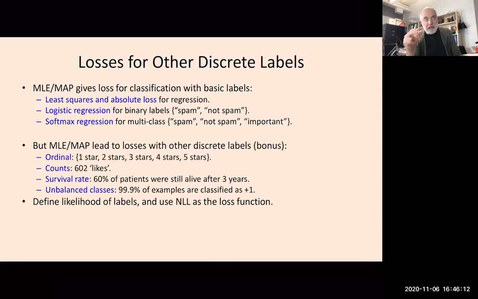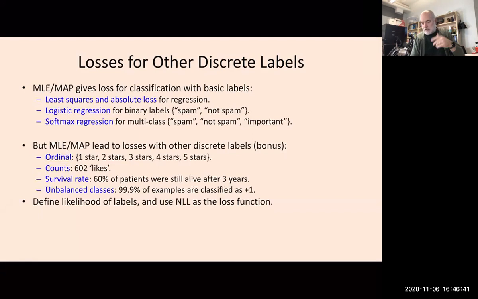But you can build likelihood functions, and likelihood functions exist for different kinds of discrete labels and different kinds of continuous labels. So if you have ordinal data, you can build explicit probability models for ordinal data. If you have count data that you'd like to regress to, then you can, for instance, use a Poisson likelihood, and now everything that you've learned automatically applies. You can derive the loss functions, you can do maximum likelihood, you can do maximum a posteriori. Survival data.